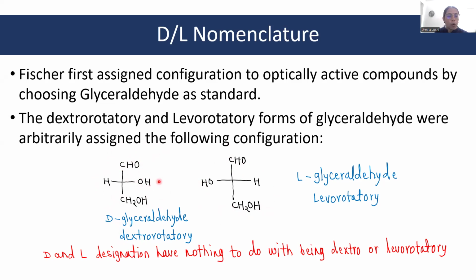Note that the OH group or any heteroatom on the right indicates D configuration, capital D, and that group on the left indicates the L configuration. But this D and L have nothing to do with the substance actually being dextrorotatory or levorotatory, because that dextro and levo is indicated by small d and small l.